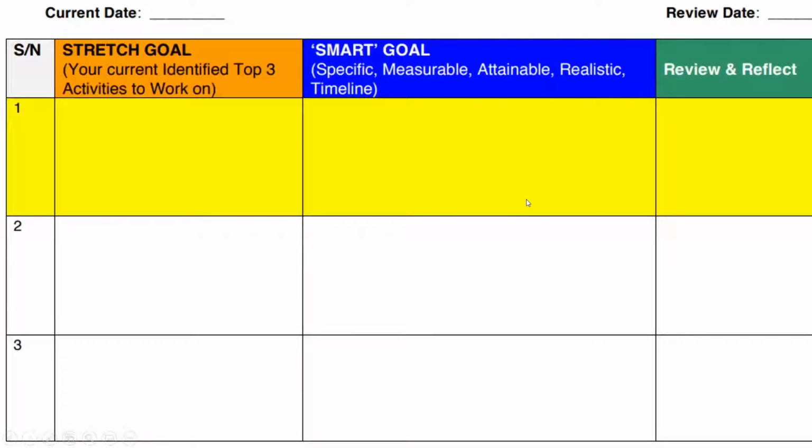So this is what the last page looks like on the chart. So the stretch goals, top 3 activities to work on, what SMART goals, specific, measurable, attainable, realistic, timeline, and then a space for review and reflection.